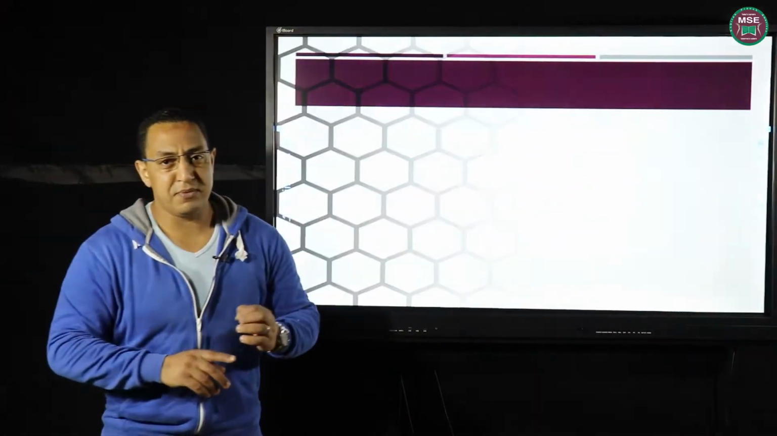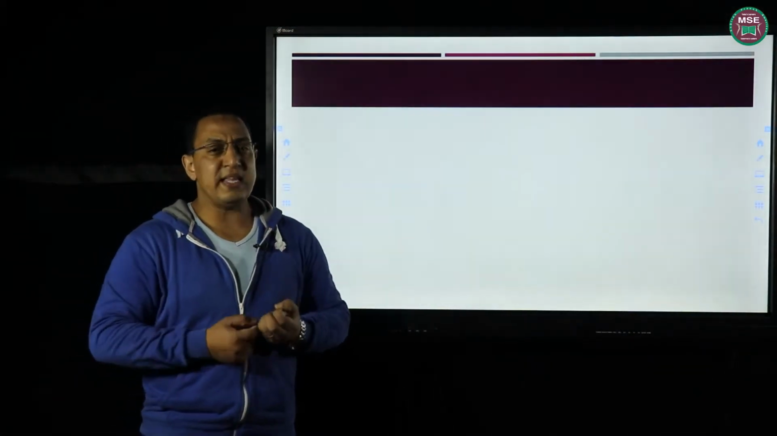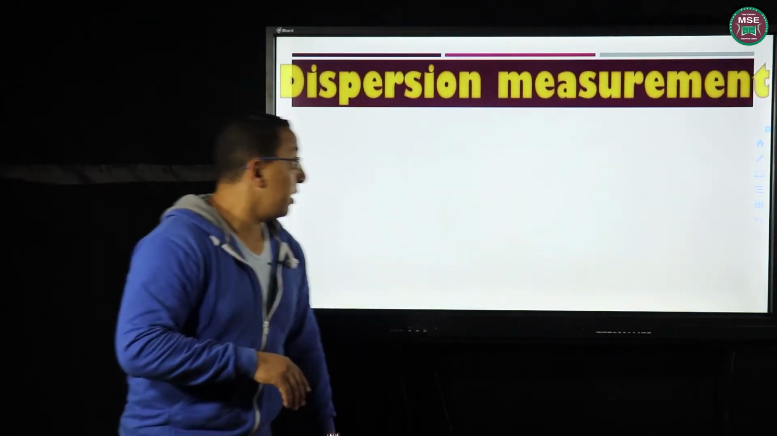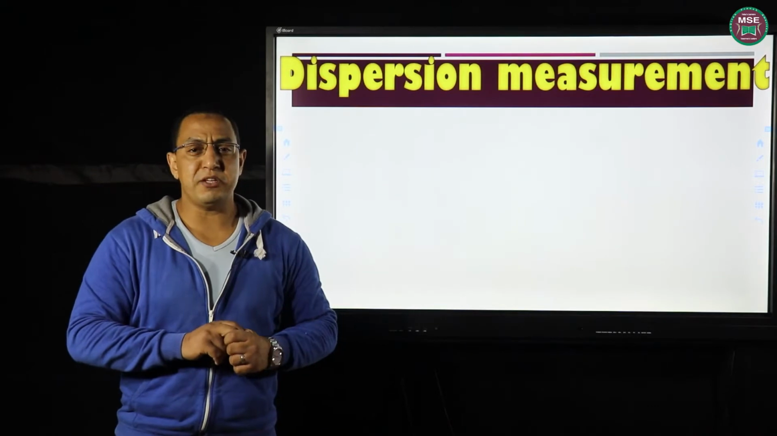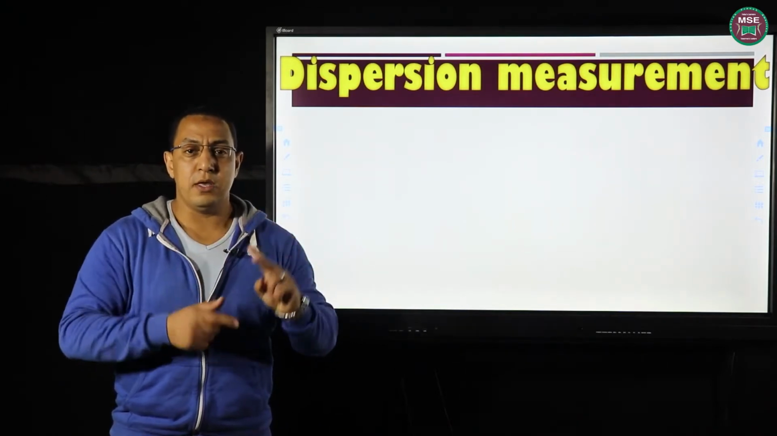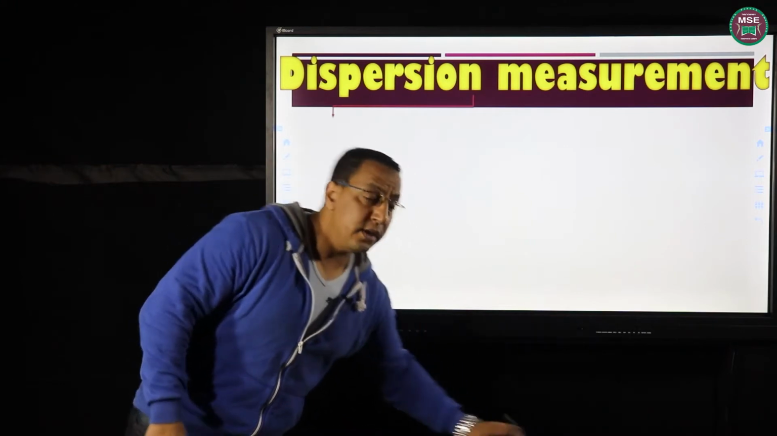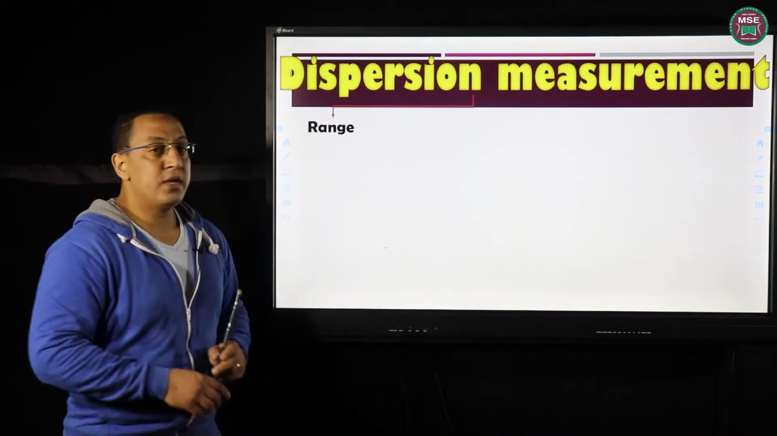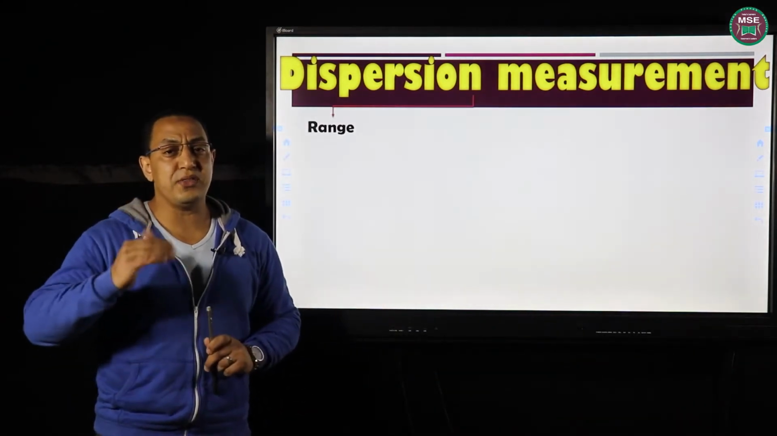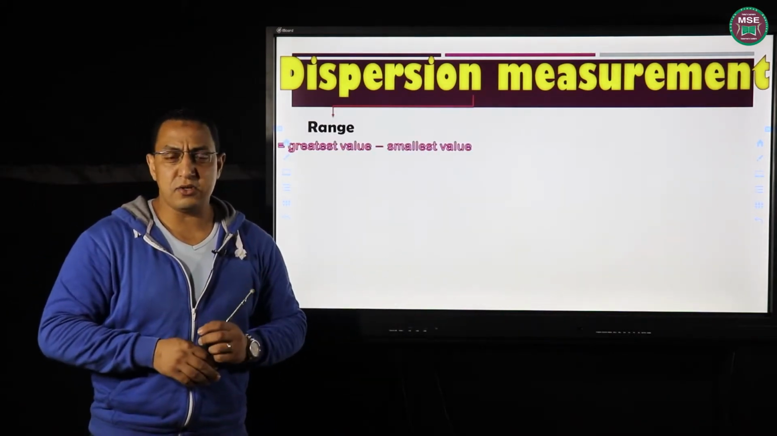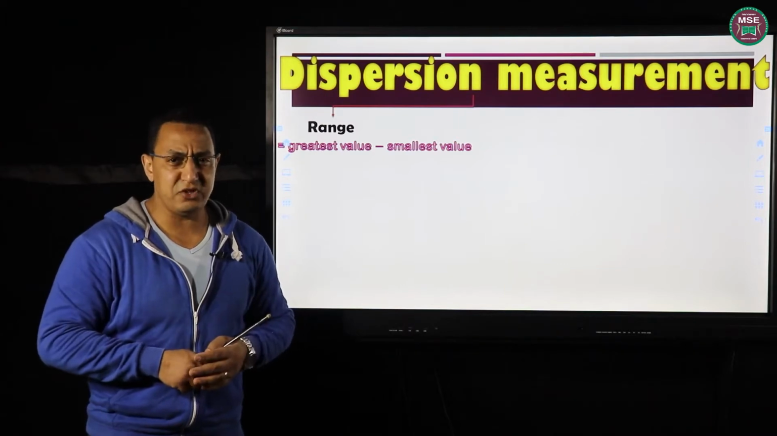Now the most important concept: how can we measure the dispersion or the gap between the values inside the class? To measure the dispersion we have two methods. The first way is called the range. What is the range? The range is the difference between the greatest value and the smallest value. We studied this concept before in the primary stage.